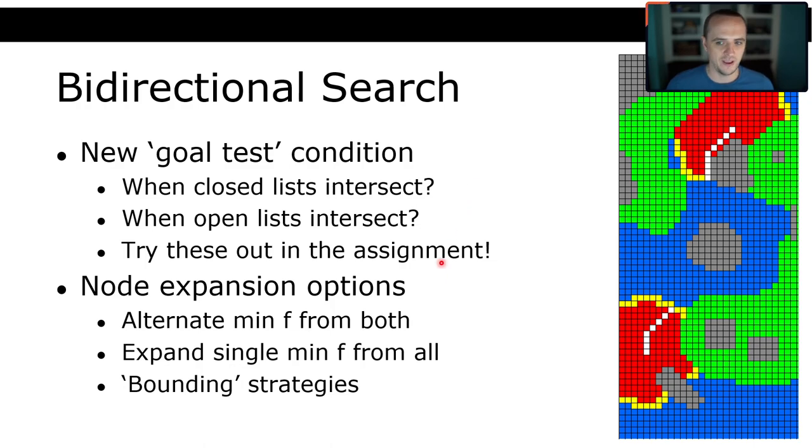Maybe for node expansion options, you're going to alternate between the minimum F value from either of these lists, or the minimum from a single list. You have bounding strategies that could speed this up or whatever.